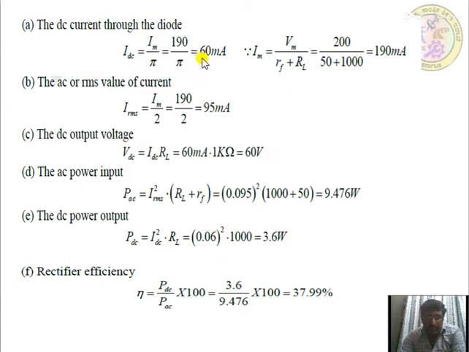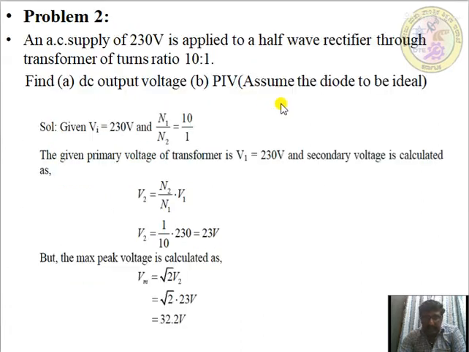IDC is equal to IM by pi, IRMS is equal to IM by 2, VDC is equal to IDC into RL, PAC as well as PDC. PAC is I²RMS into (RL plus RF). PDC is equal to I²DC into RL, and the rectifier efficiency is PDC by PAC.